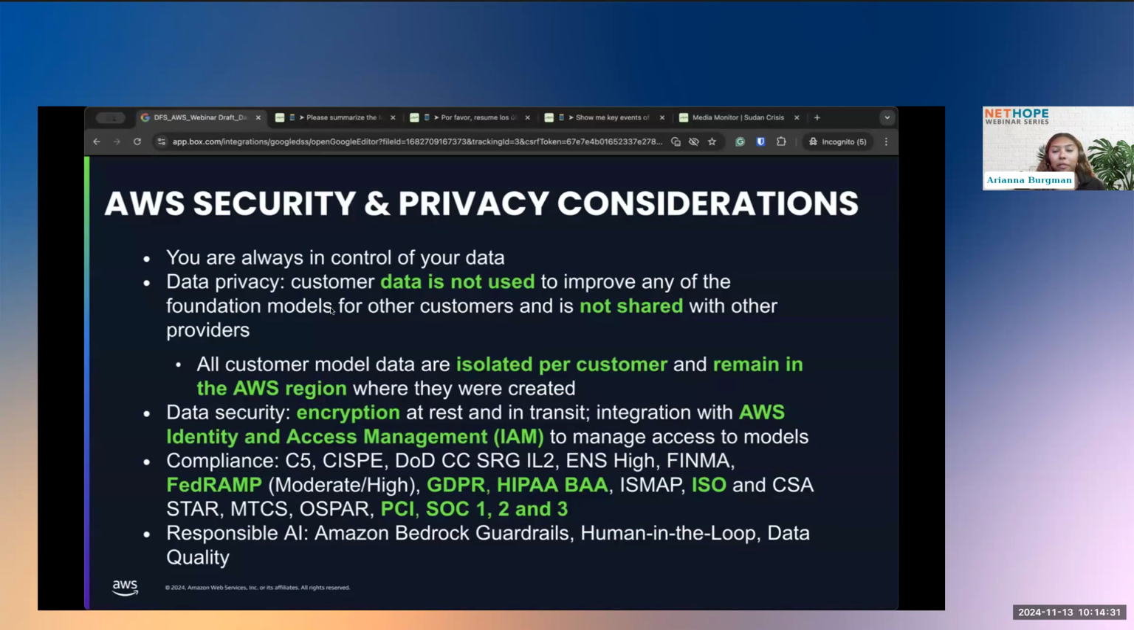One of the most important deciding factors when our customers are choosing to implement generative AI applications in the cloud is security. Security, privacy, compliance. With AWS, customers are always in control of their data. Customer data is isolated per customer and remains in the AWS region where it was created, allowing for compliance with data residency requirements. Customers can also further secure their data by taking advantage of encryption and managing user access mechanisms. As for compliance, Bedrock supports several compliance regulations, even for state and federal government agencies that are running workloads on AWS today.